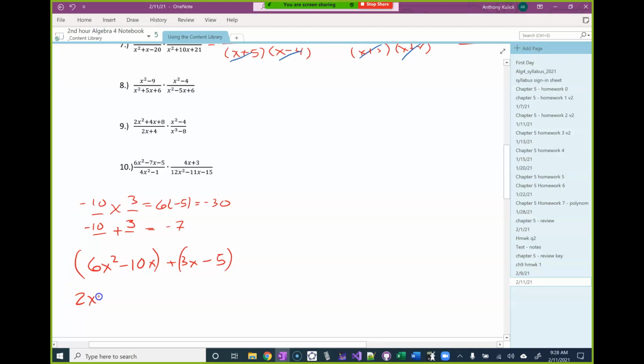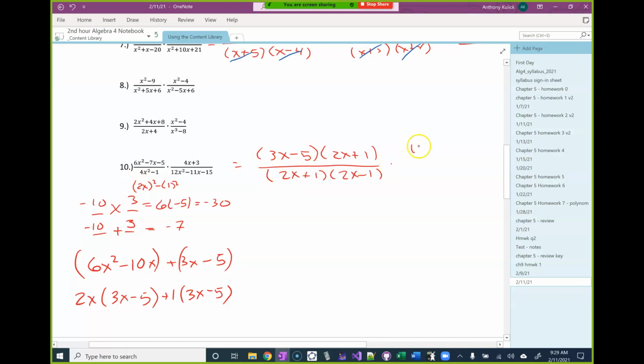So from the first group, we can take out a 2x. And from the second group, there is no greatest common factor, but I can always take a 1 out. So that means that this is going to factor down to 3x minus 5 times 2x plus 1. The denominator, the 4x squared minus 1, is a difference of squares: 2x plus 1, 2x minus 1.